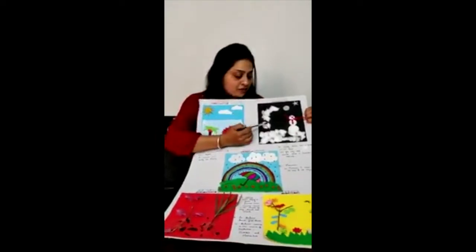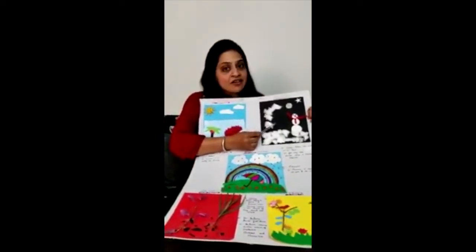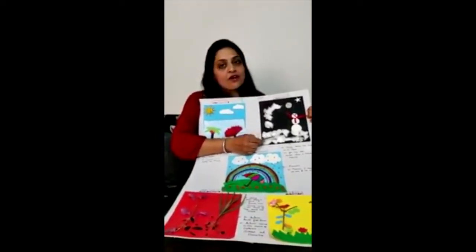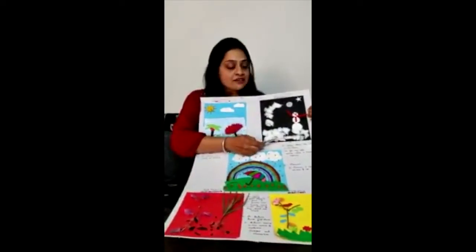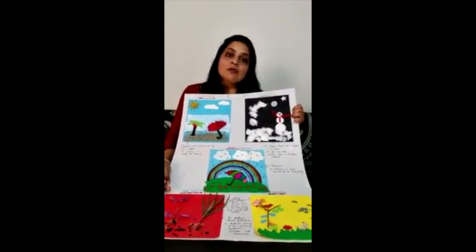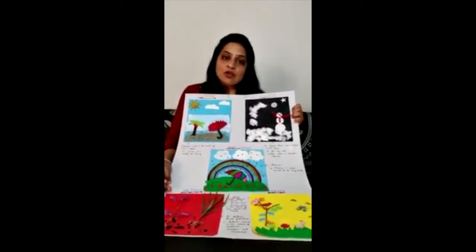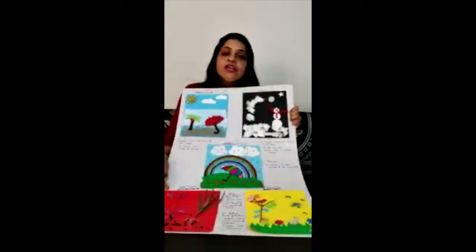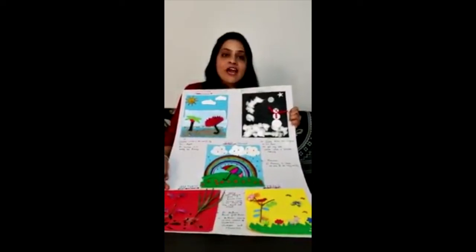Now there are 5 seasons: summer, monsoon, winter, autumn, spring. Now tell me which season is going on? Winter. In winter season the weather is very cold. We wear woolen clothes like jackets, sweaters, caps, socks to protect our body from cold, and we drink hot drinks like coffee and soup.